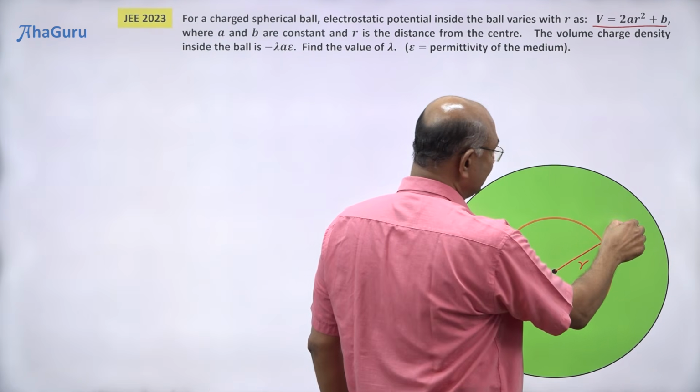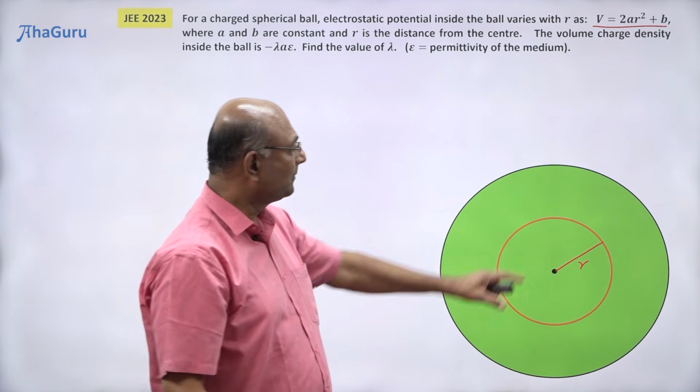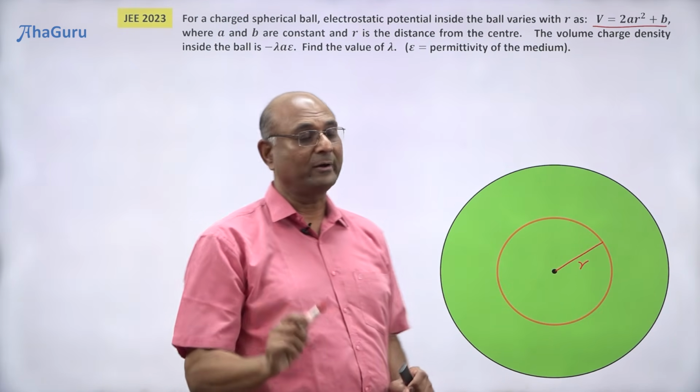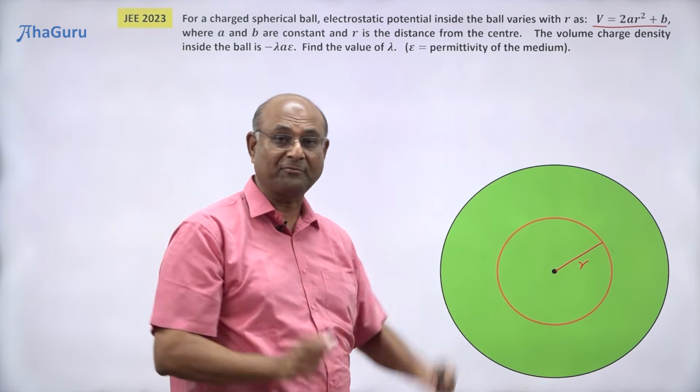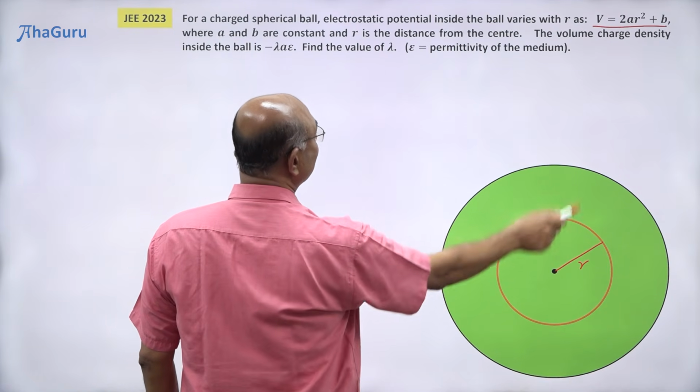Once you go to a larger value of r, you will have a different potential. Smaller value of r, you will have a different potential. But for the same value of r, you're going to have the same potential. It's a function of r. Okay, A and B are constants. R is the distance from the center.